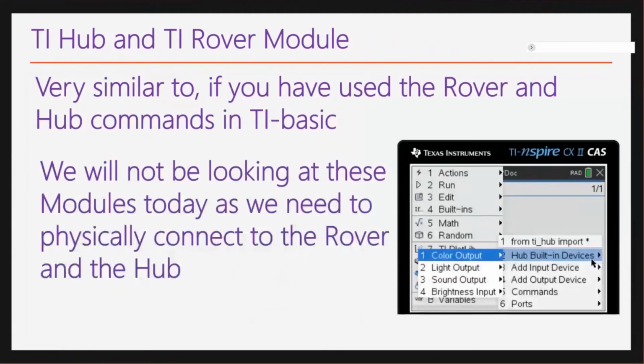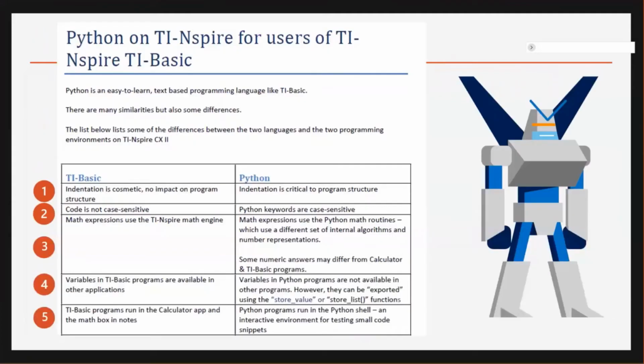Okay. As I said, with the hub and the rover, there's so much you can do, and the commands run so well and fast that I actually used to do coding for the rover and the hub with Basic, but now I actually find it much easier using Python coding with them, and they run really well. So this is some comparison over here between Basic and Python.